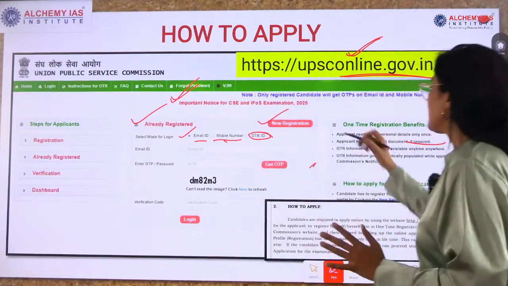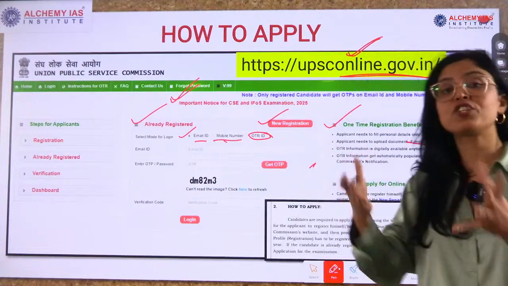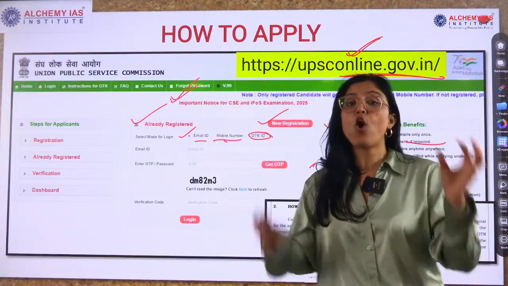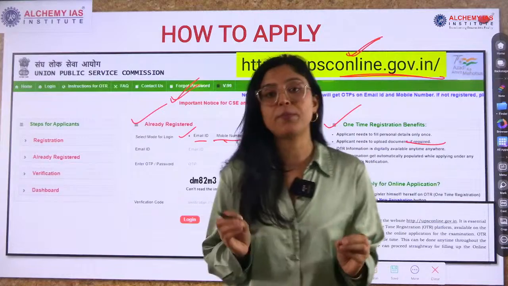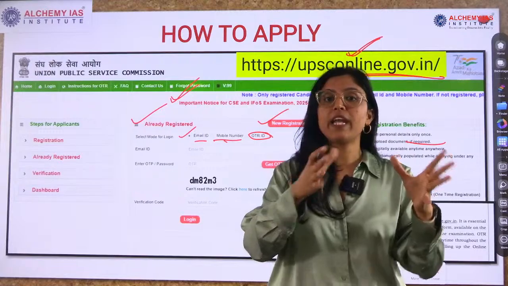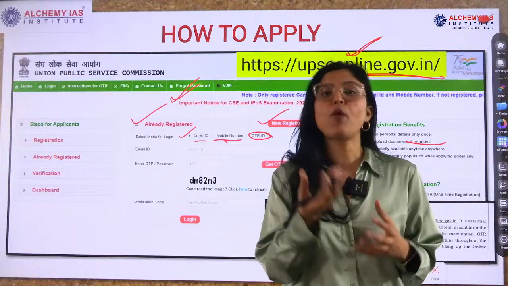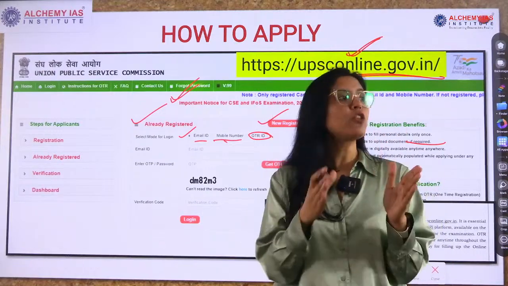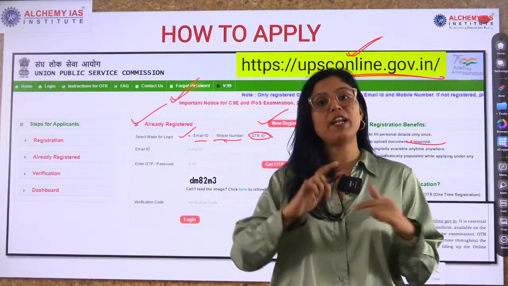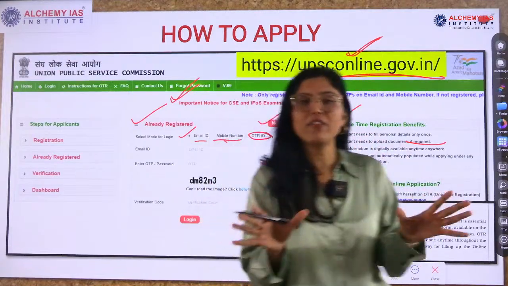Okay, next is the one-time registration benefit. Why is one-time registration important? Because if you do this OTR, then for all the examinations in the UPSC for which you are eligible, and UPSC conducts so many examinations, looking at your detailed form information, the notification will automatically be populated on your dashboard. So for all those examinations for which you are eligible, the notification will be uploaded, your dashboard will be populated, and you can easily go and fill the form. You don't have to go anywhere to check anything.